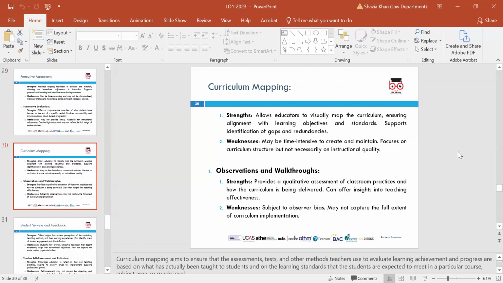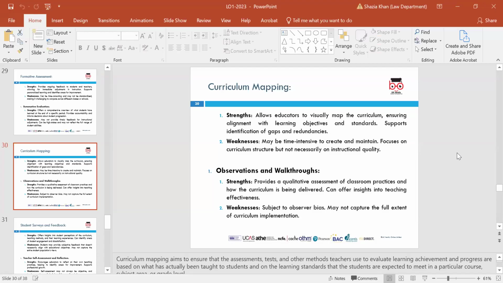Then we have curriculum mapping, which aims to ensure that assessments, tests, and other methods teachers use to evaluate learning achievement and progress are based on what has actually been taught to students and on the learning standards that the students are expected to meet in a particular course, subject area, or grade level. Curriculum mapping is crucial for ensuring that educational programs are thoughtfully designed to meet learning outcomes and competencies required for student success. It provides a structured framework for analysing and organising the curriculum, facilitating a cohesive learning journey.